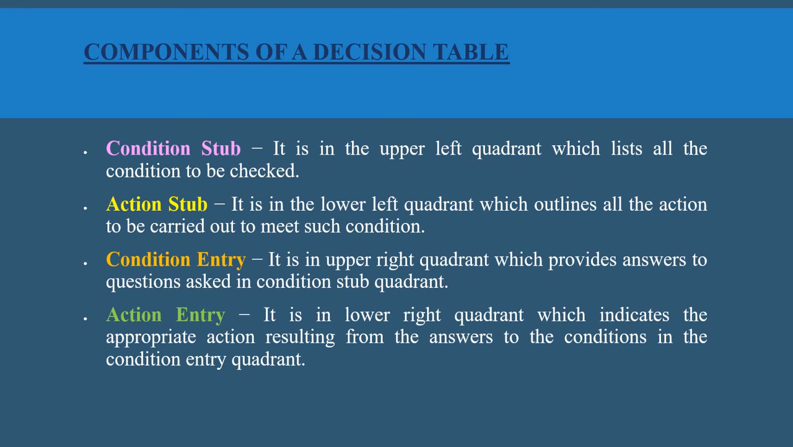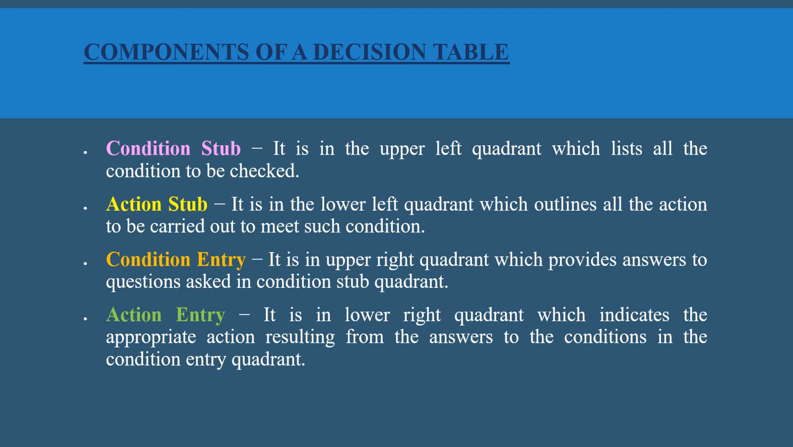It is the upper left quadrant which lists all the conditions to be checked. Next, we have the action stub. It is the lower left quadrant which outlines all the actions to be carried out to meet such conditions. And next, we have the condition entry. It is the upper right quadrant which provides answers to the questions asked in the condition stub quadrant.